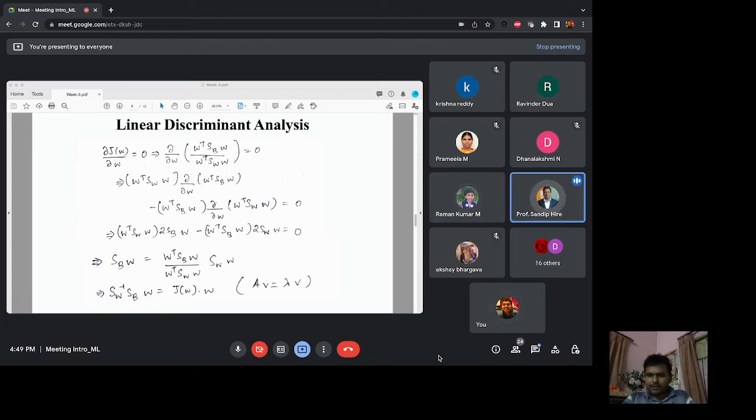W transpose W is the 2 norm of the vector W. So W transpose W will basically be the W square term. It's actually the square of the 2 norm of W. So taking a derivative of that will just give you 2 times the same vector.